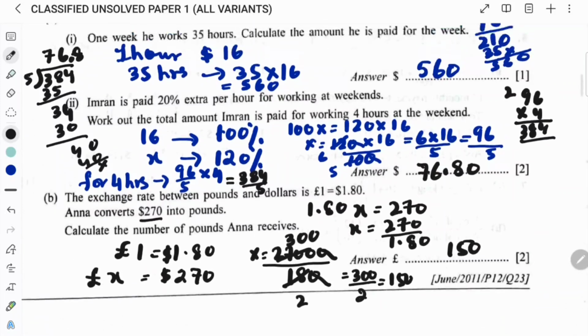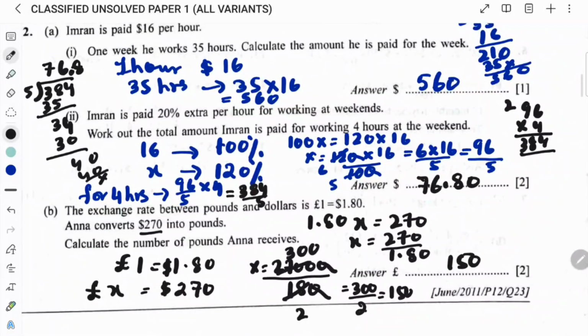150. Okay, in this question, part A, they just gave us that for 1 hour Imran is paid $16, and then they ask us to find out for 35 hours. So we multiplied by 35.